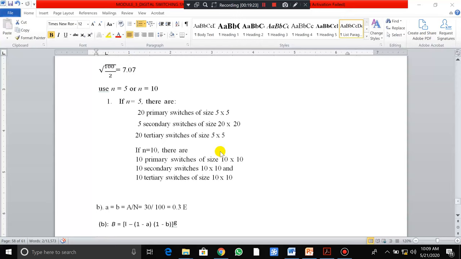So if n is equal to 10, what happens? We'll consider it as 10 primary switches of size 10 cross 10, 10 secondary switches of 10 cross 10, and tertiary switches also 10 cross 10. So this is how we are going to take.